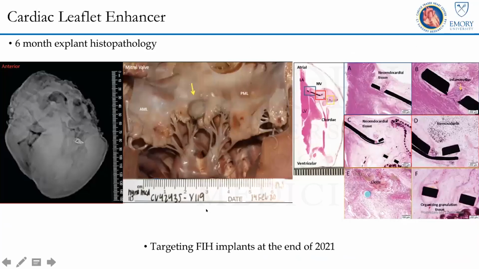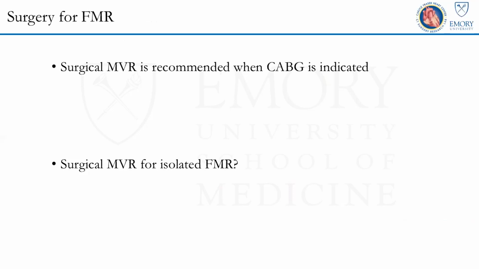This is at explant after 6 months, where we actually see complete covering of the implant with tissue, and it integrates into the native leaflet as demonstrated with histopathology. And we are now working on taking this technology to first-in-human implants by the end of 2021 as a different approach to trying to correct functional MR without creating the challenges associated with the MitraClip system.